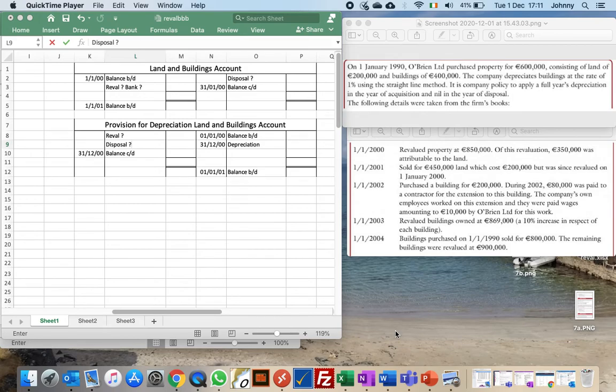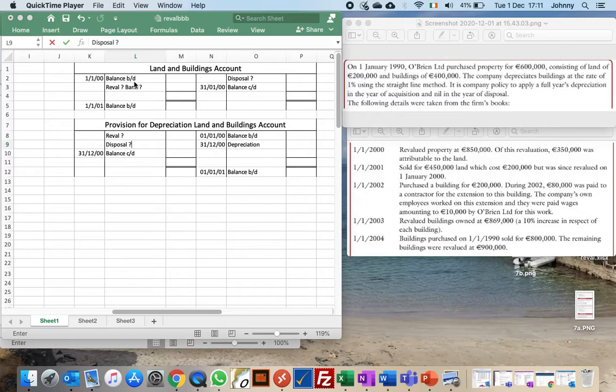So this video is trying to explain what happens in the land and buildings account and the provision for depreciation account when we do revaluation. So this is question 7 on revaluation. So land and buildings account, we'll have to do this for a number of years, and provision for depreciation again for a number of years.